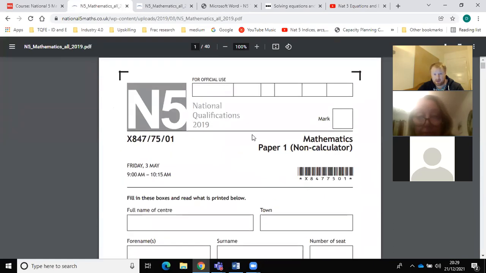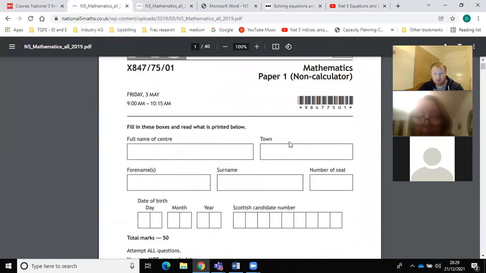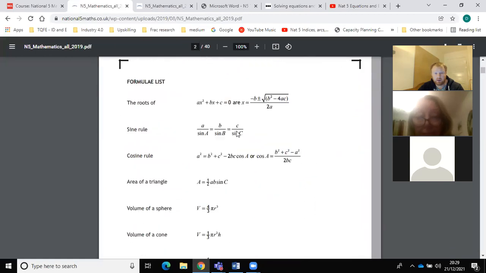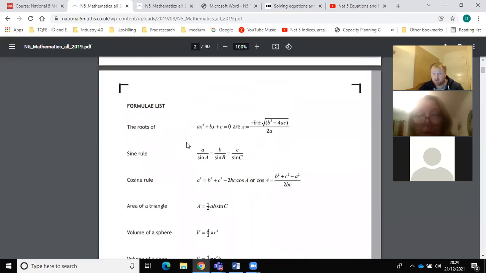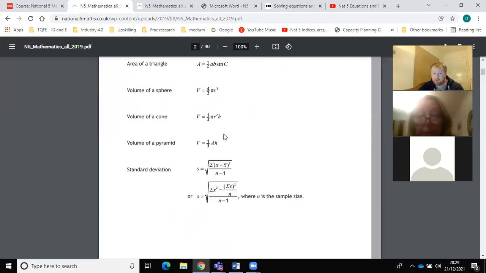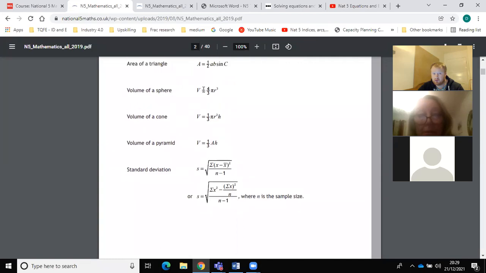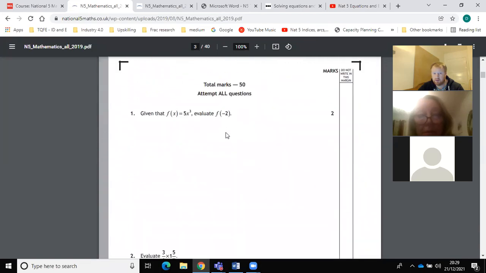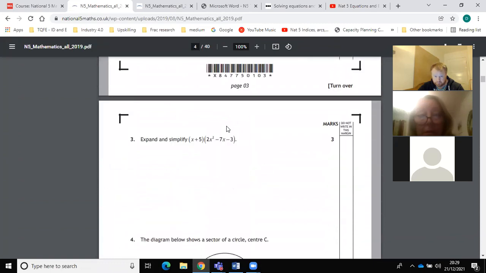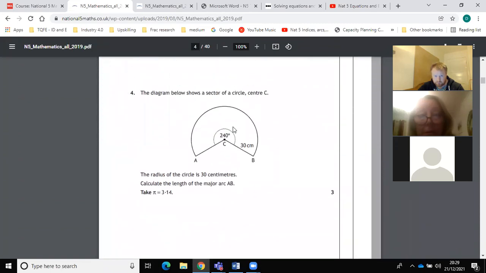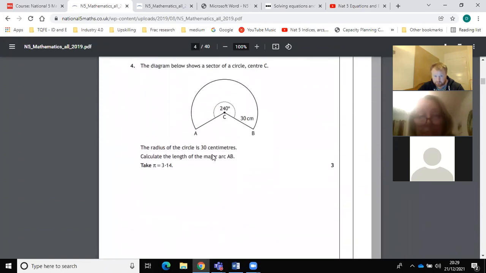But this is the past paper. So a non-calculator past paper. There's your formula list. So if you ever wanted to see what formulas you're getting, there's all your volumes that we've worked with. Seen that before?